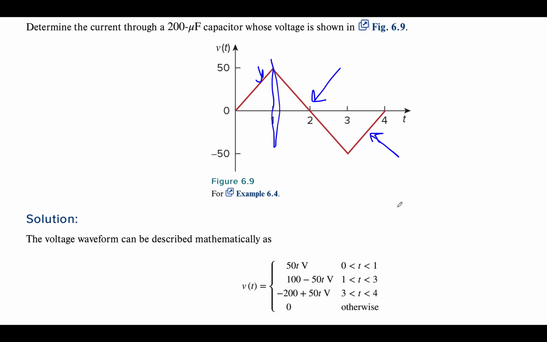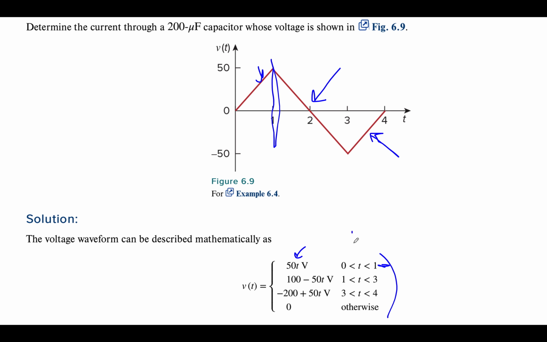If you don't remember how to write the equation for a straight line, I would suggest going to Khan Academy and figuring out how to do that. Now, the difference is when you write this function v of t, because it is piecewise linear, you have to specify that this 50t only applies for 0 to 1 second, and this equation only applies for 1 to 3, and this equation only applies from 3 to 4.